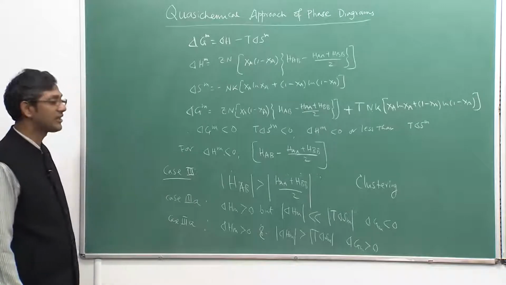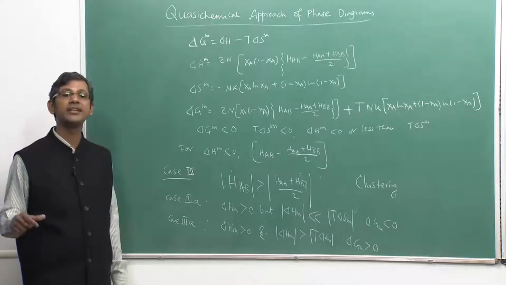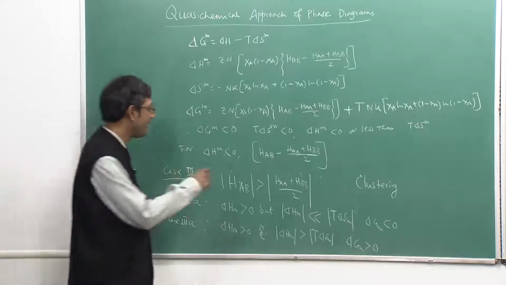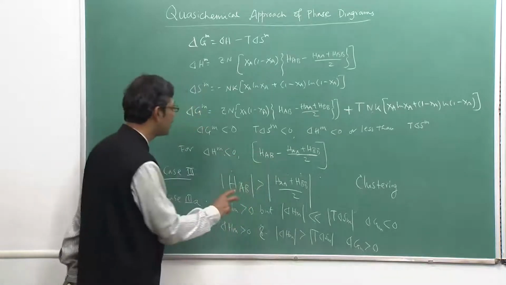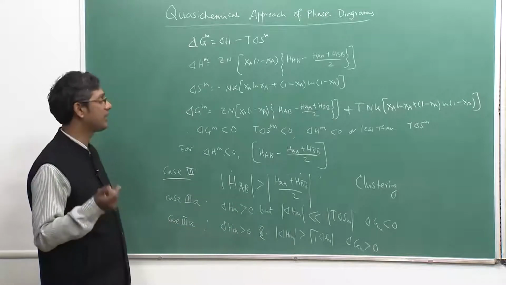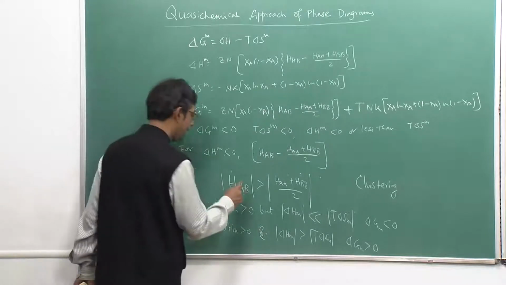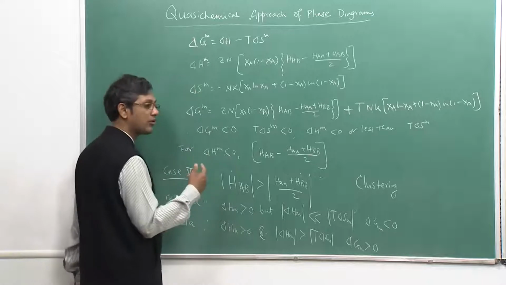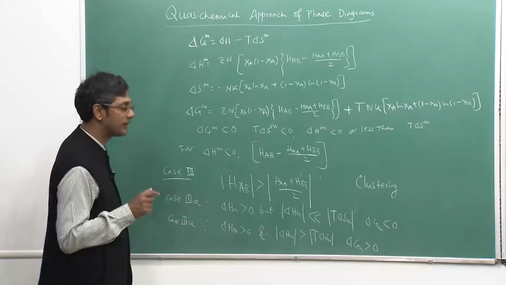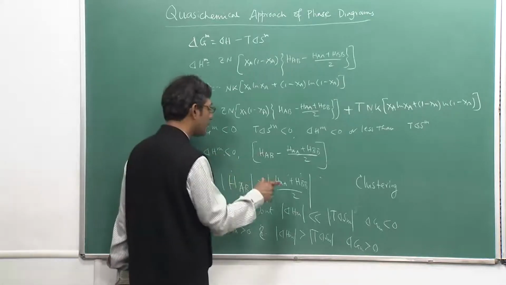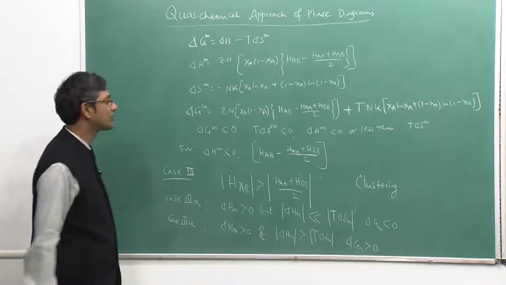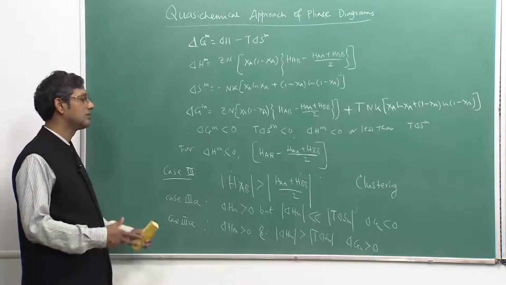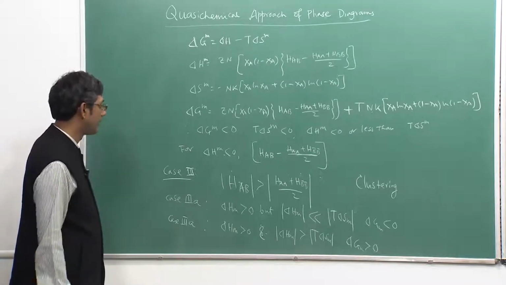What is the meaning of clustering? That means you have segregated regions in the solution in which A is surrounded by A or B is surrounded by B. It is very different from the last case, in which I said A will be surrounded by B or B will be surrounded by A, that leads to superlattices or ordering. But here it is opposite, A is surrounded by only A, B is surrounded by only B. That is known as clustering or segregation in the literature.